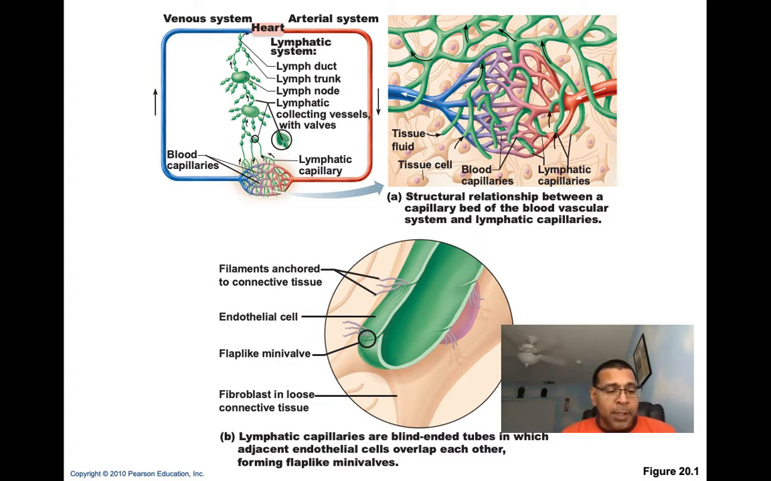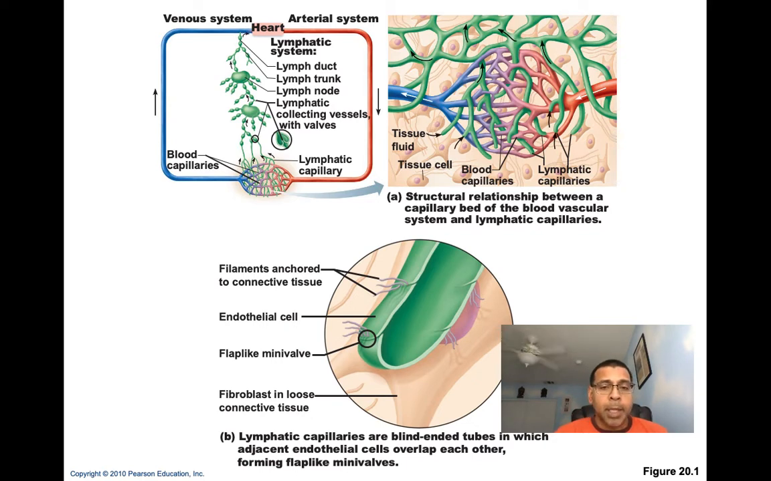Let's talk lymphatic vessels. When we talk lymphatic vessels, let's talk function first. They are an elaborate system of drainage vessels that collect excess protein-containing interstitial fluid and return it to the bloodstream.